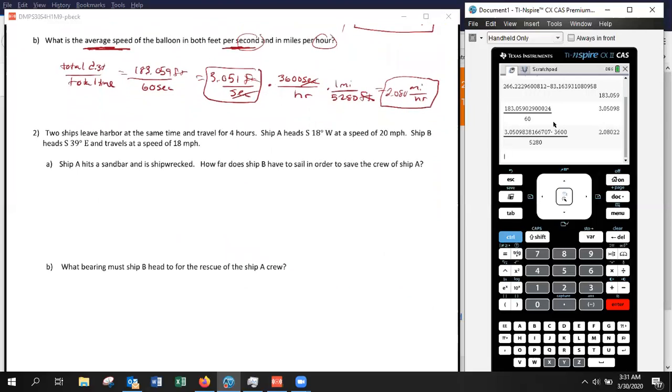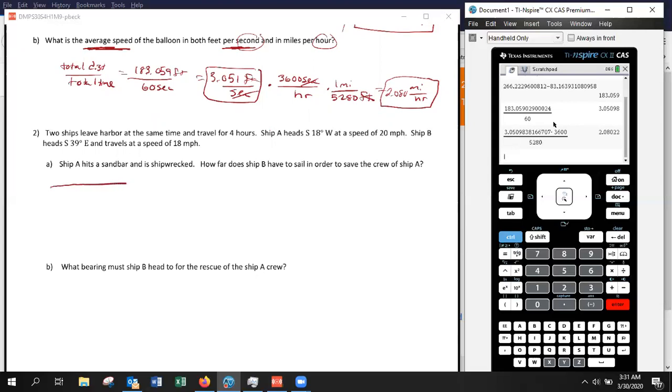Question number 2, I have 2 ships leaving harbor at the same time, traveling for 4 hours. What I wanted to do with this problem was bring back into mind some kind of bearing, because we didn't get to do a lot of homework practice with the bearing, so more and more practice that we have here is going to be better for all of us. So I have these 2 ships leaving harbor at the same time. One is going 18 degrees west of south, and the other one is going 39 degrees east of south.